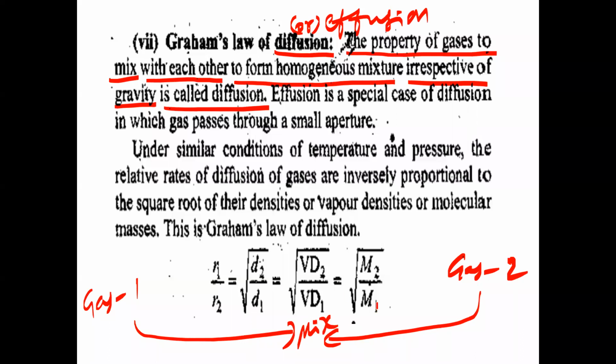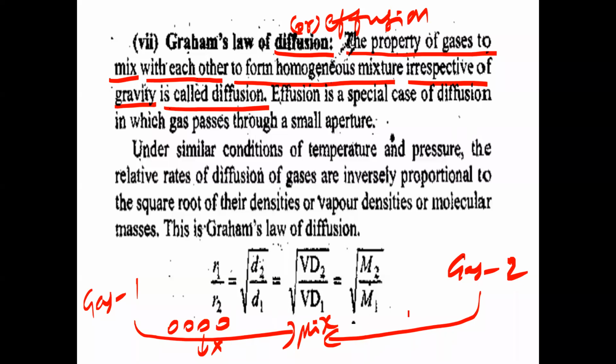After some time, the total room is homogeneously, uniformly filled with both gases. So gas 1 molecules and gas 2 molecules homogeneously occupy the total volume of the room. That means the intermixing of two or more gases forms a homogeneous mixture, irrespective of gravity. When gas molecules are moving, they will not experience any gravity, because each gas molecule has a very small mass.